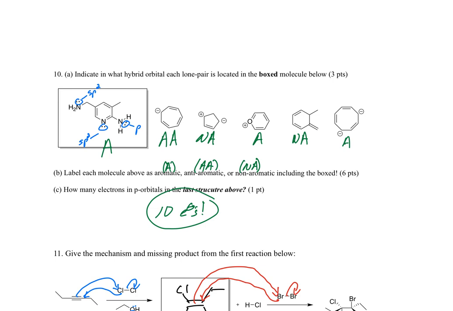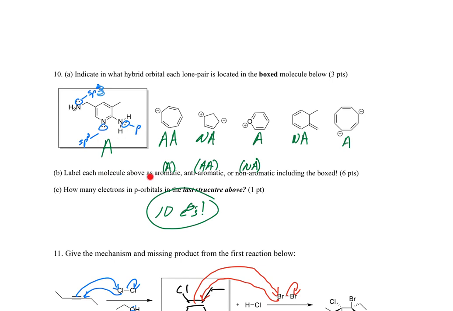Some aromaticity questions. So first we've got to do some hybridization states. What hybrid orbital is the lone pair located on? It should be sp3. If it's not sp3, that's wrong. That is definitely sp3. I'll fix that in the key. There's no negative pi bonds. sp2, and then p orbital.